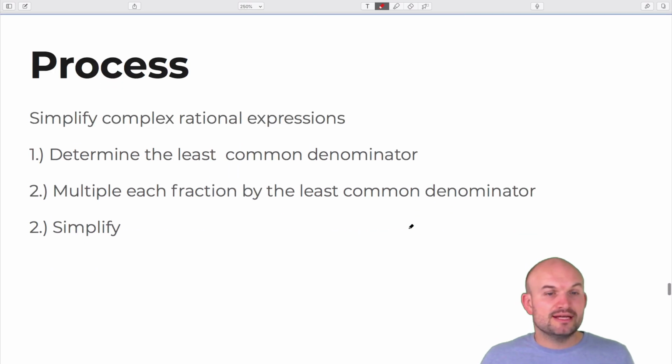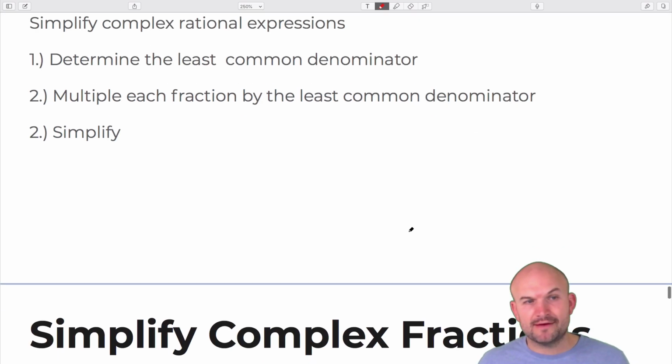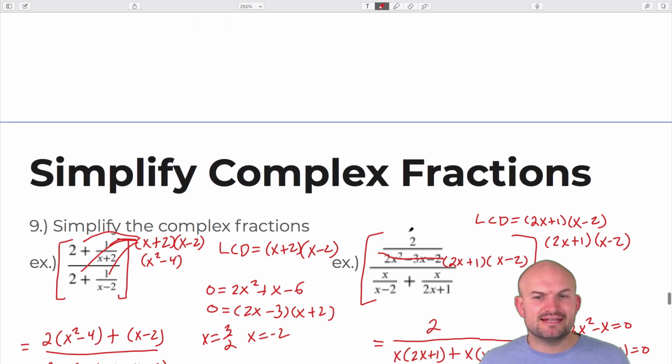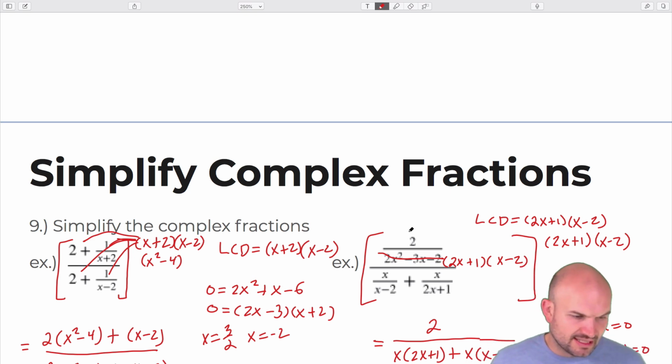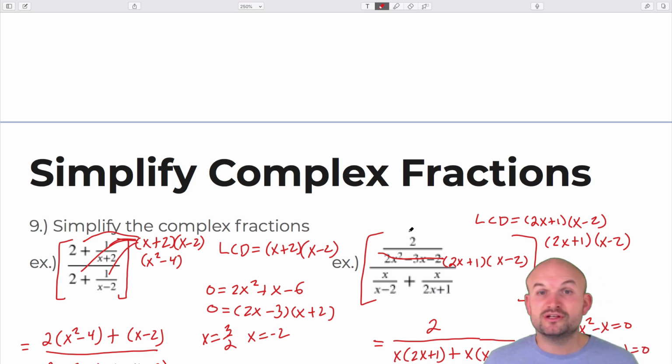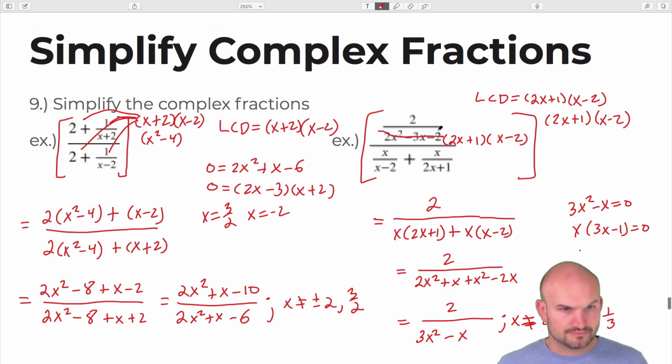Okay, so really all we're going to need to do is determine the least common denominator. We're going to multiply every single fraction by that least common denominator, and then we're just going to simplify. And in this example, I'm going to leave off the excluded values. Did I? Yeah, I did.